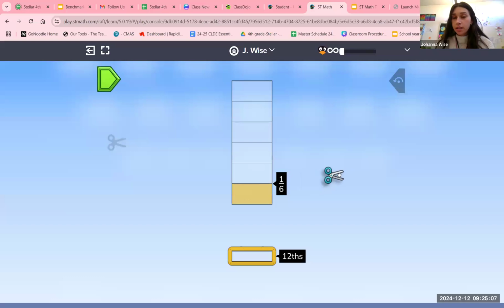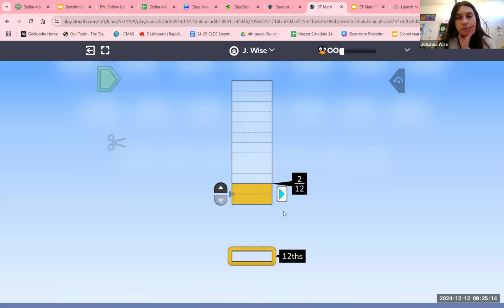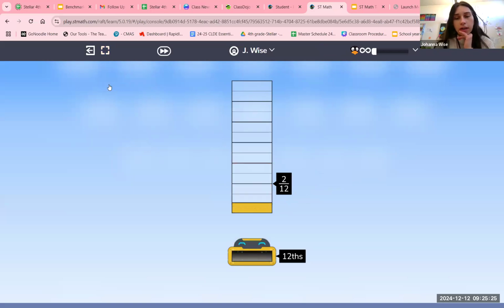1 times 2 is 2. So it's going to be 2/12. So, oh, there we go. I cut it in half. I don't need to change it because I did it by 2, so I just cut it in half. Pressing my plus button or my go button and then my continue, and there it goes.